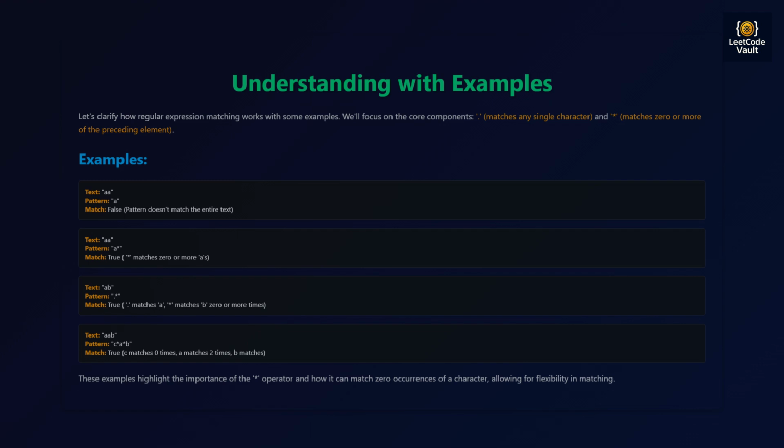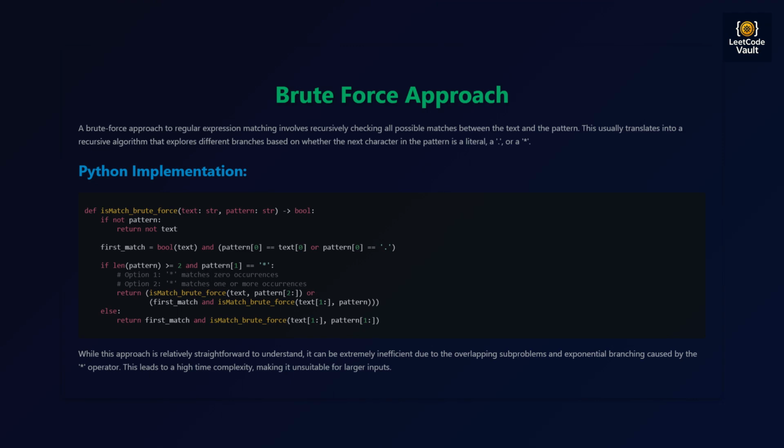Let's try another one. Text equals Mississippi and pattern equals mis star is star p star. This one is a bit trickier, but we'll break it down step by step using our dynamic programming solution. Understanding these examples is crucial before we jump into the algorithm.